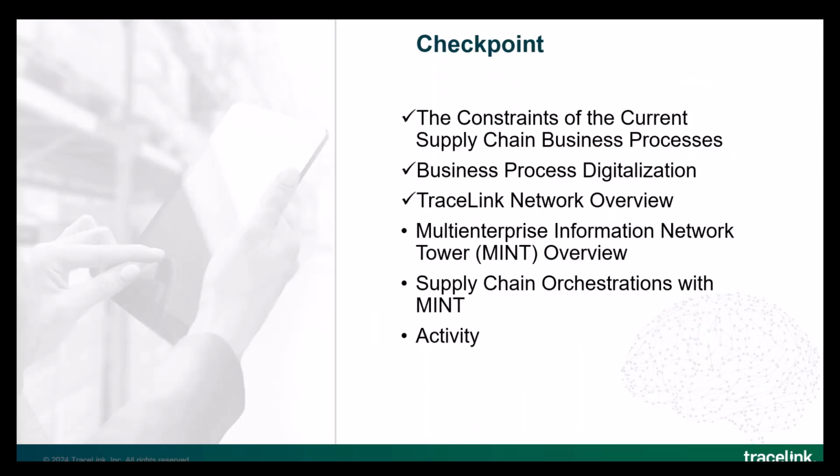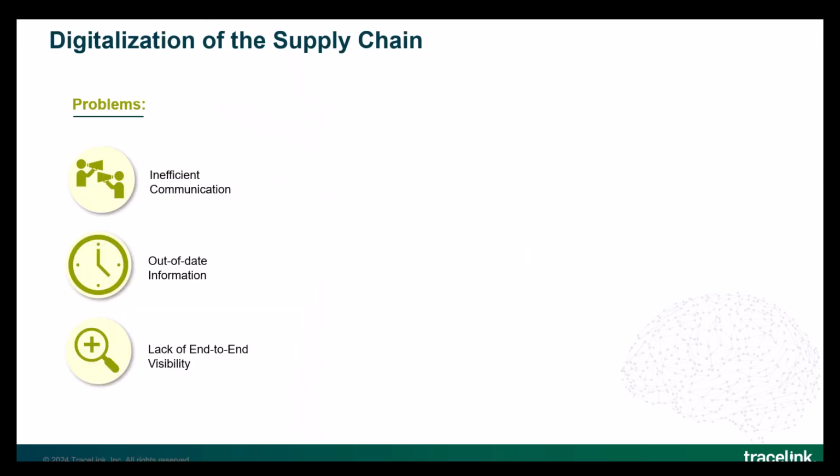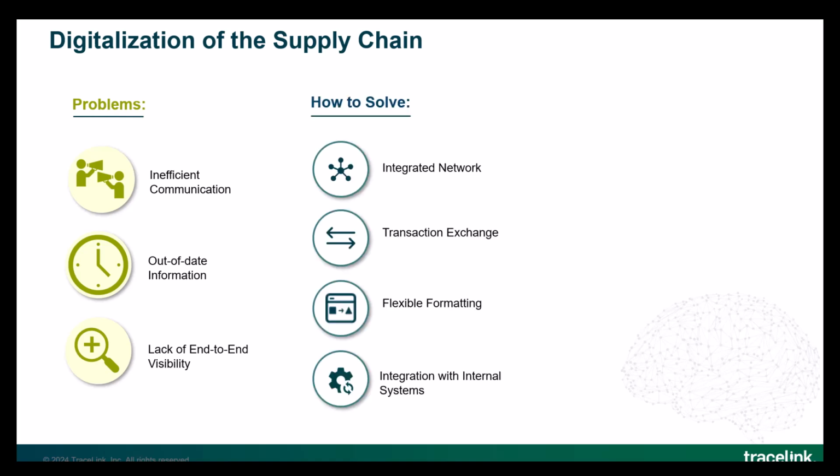Let's now take a look at an overview of Multi-Enterprise Information Network Tower, otherwise known as MINT. So far, we have learned that digitalizing the supply chain is important because of inefficient communication, out-of-date information, and lack of end-to-end visibility. It requires a holistic approach that encompasses an integrated network, efficient transaction exchange, flexible formatting, and seamless integration, which are all enabled by the TraceLink network.